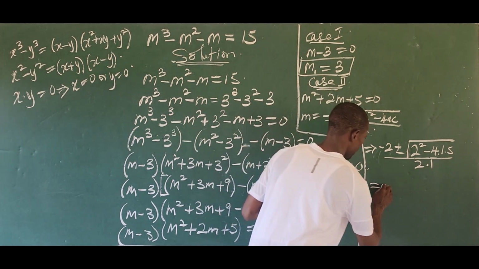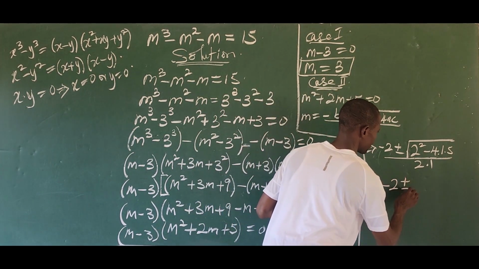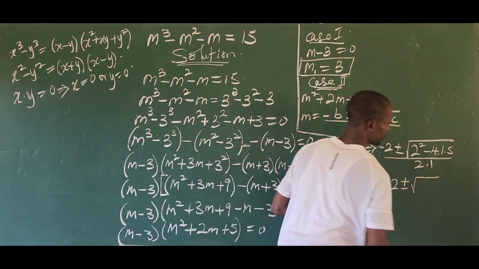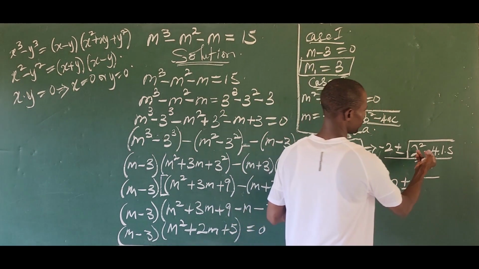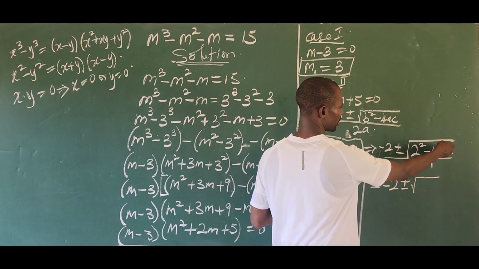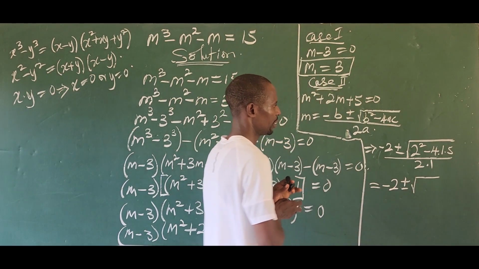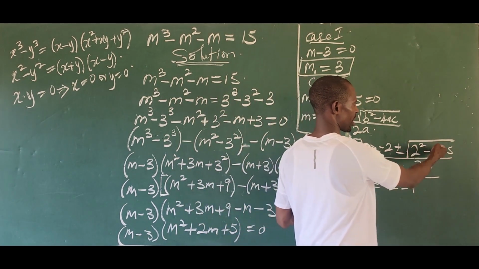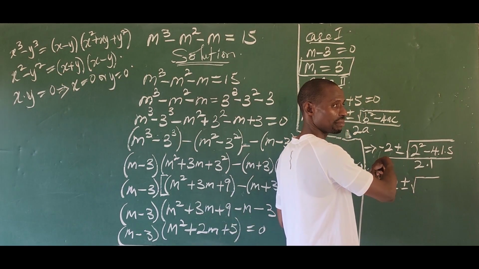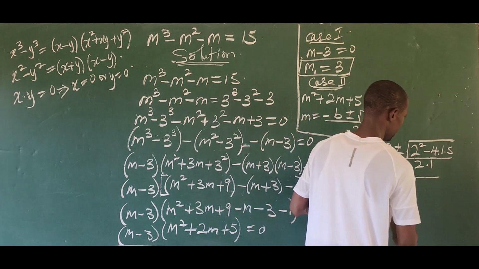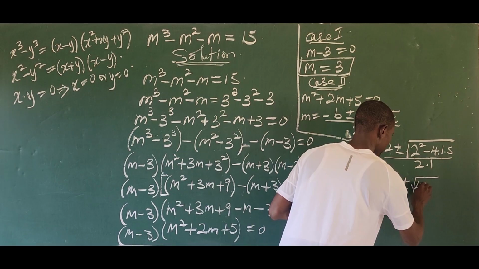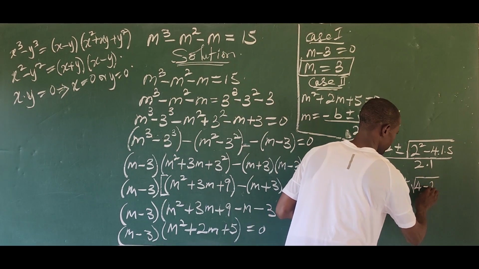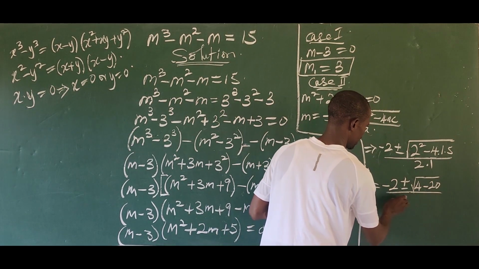So we're going to have here minus 2 plus or minus the square root of, if you check this, we don't need to multiply this out. But if we do, it will still give us the same thing, because here we're going to have 4, so we can factor 4 out of the system. But yeah, let's just go on. So this is going to give us 4 minus 20, all over 2.